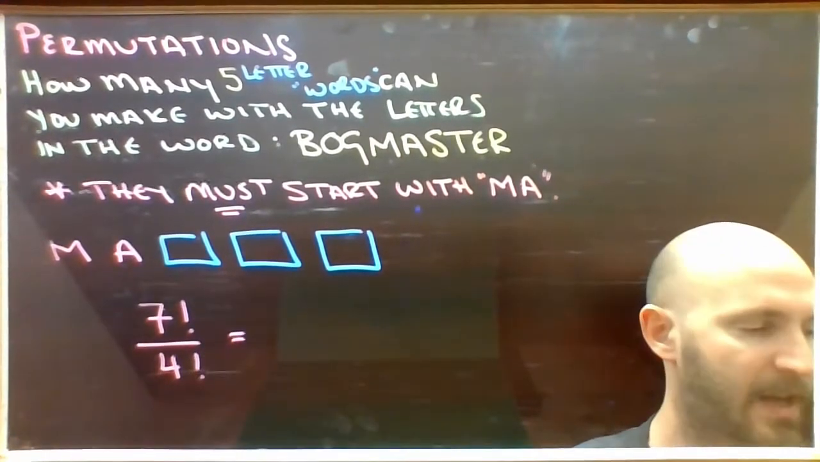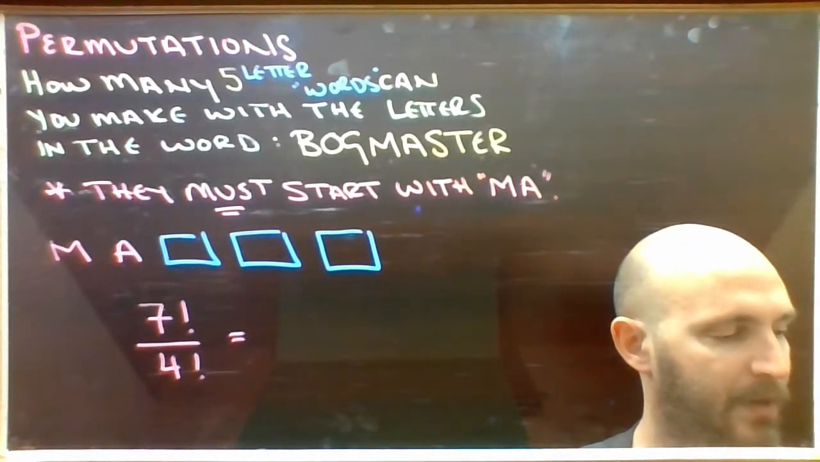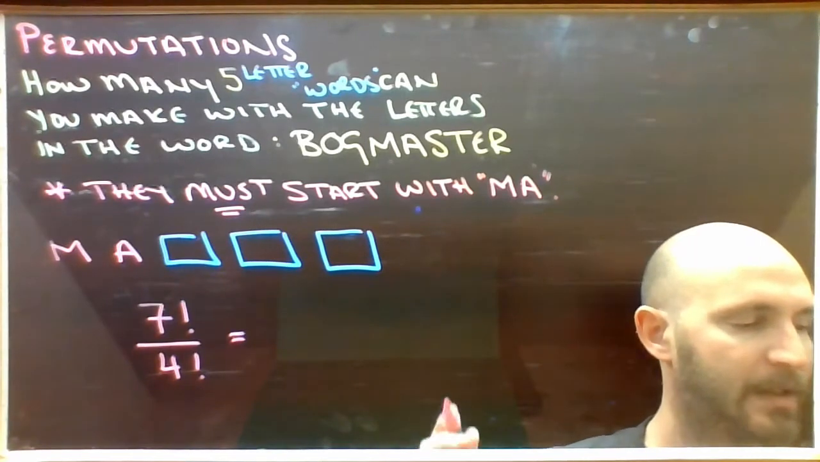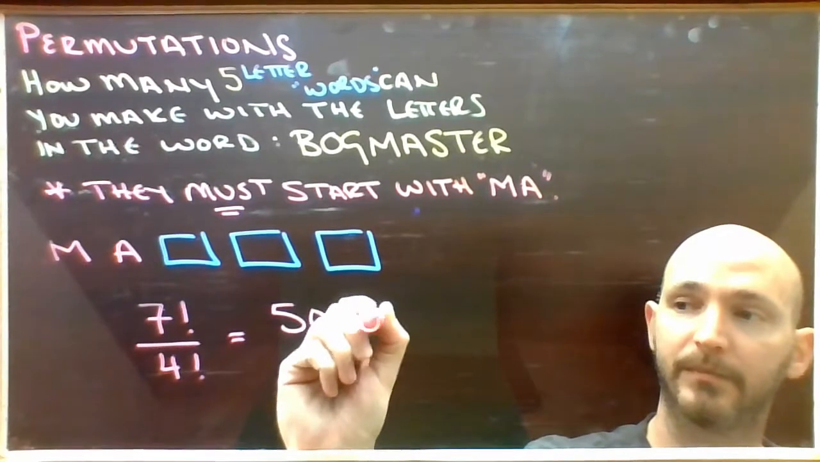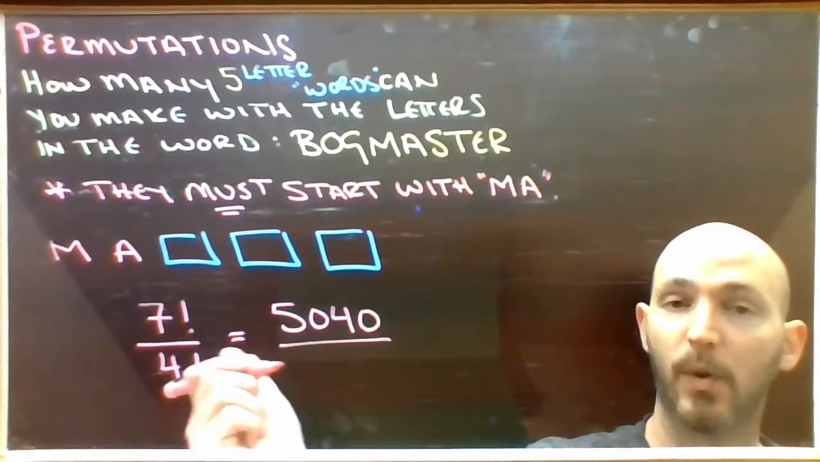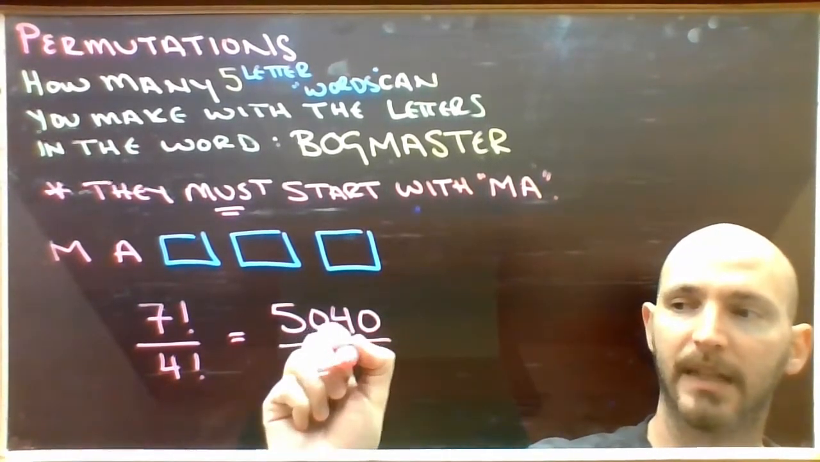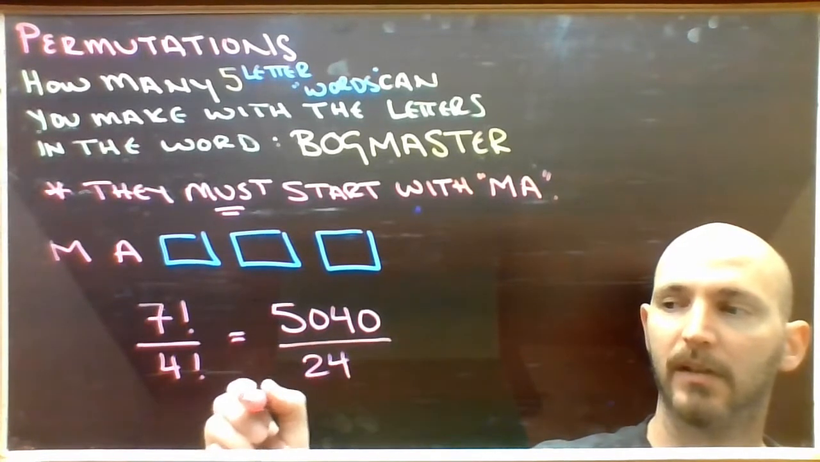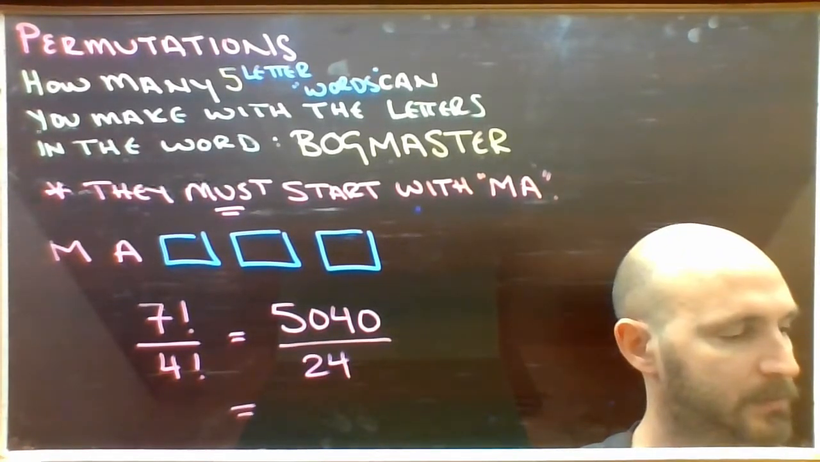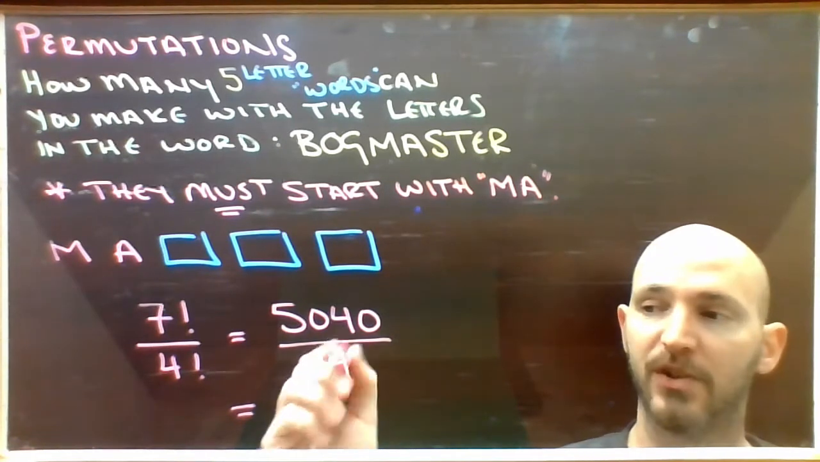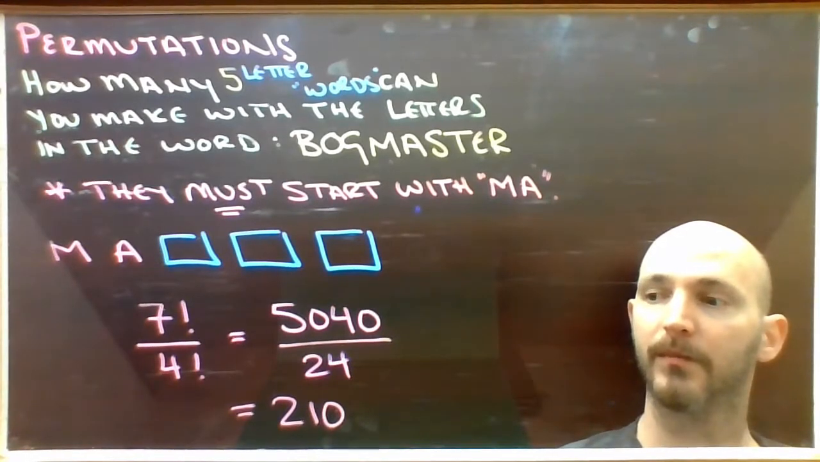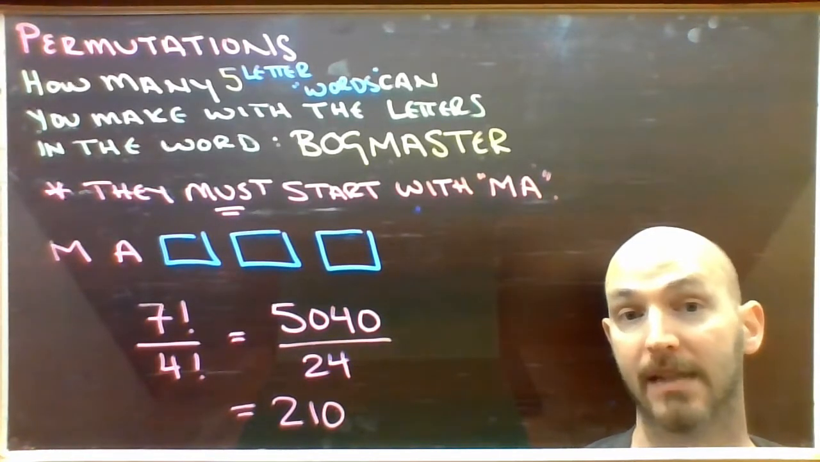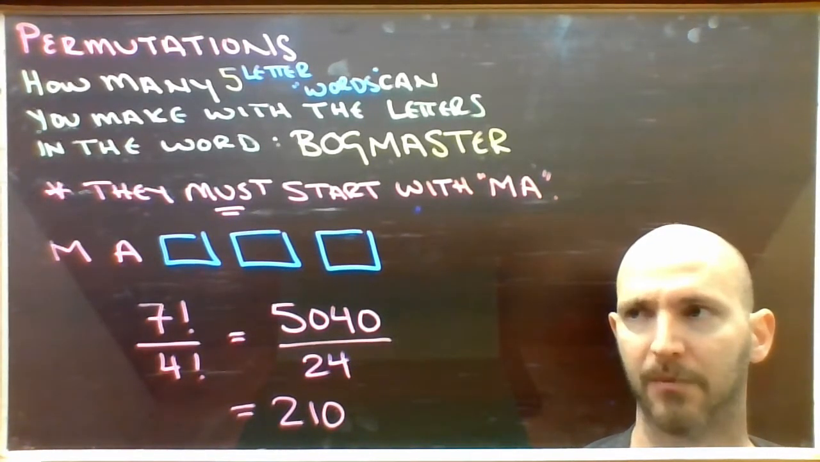So 7 factorial, I think we had this before, but I have forgotten the number. 7 factorial is 5,040. 4 factorial is 24. For a total of 5,040 divided by 24, which is only 210. Well, that's considerably less than the 15,000 or so we had before.